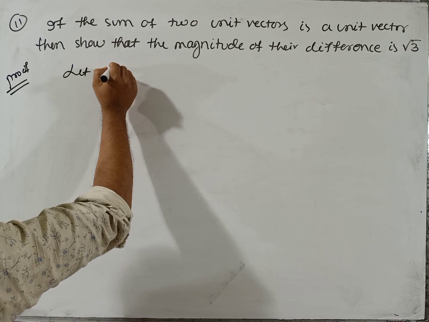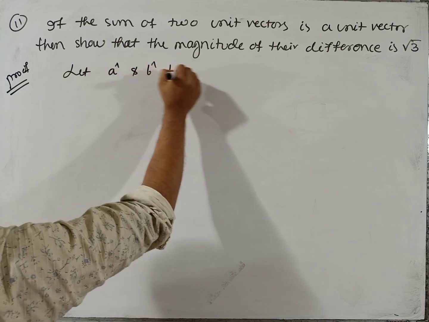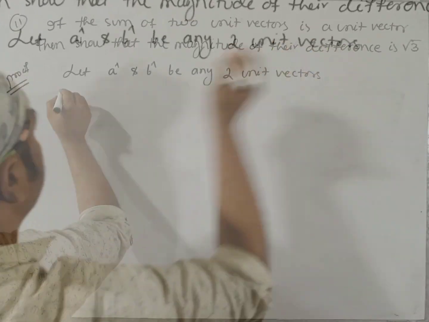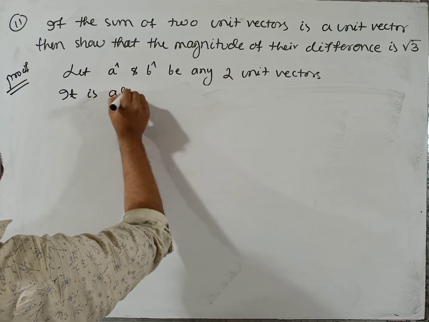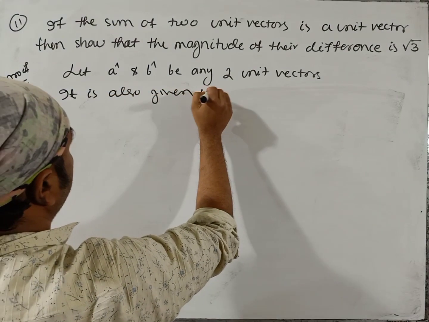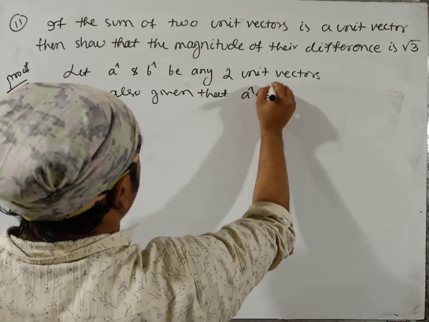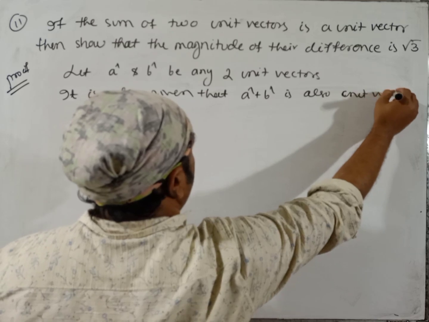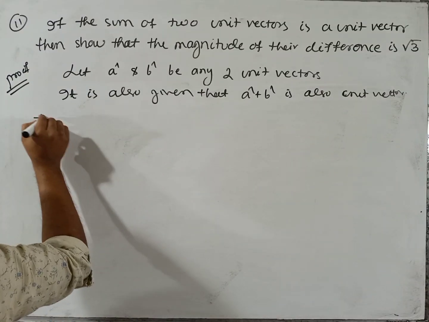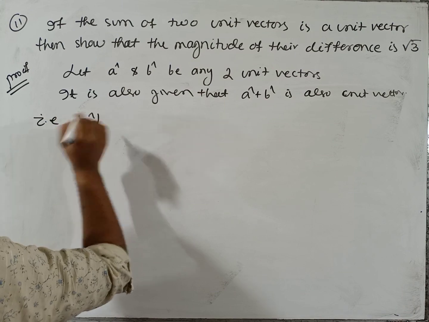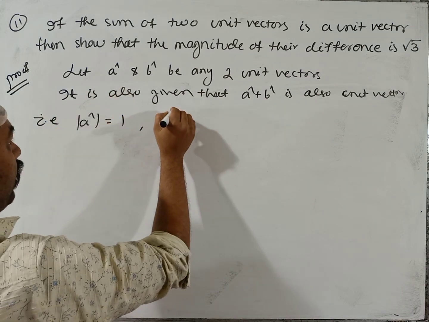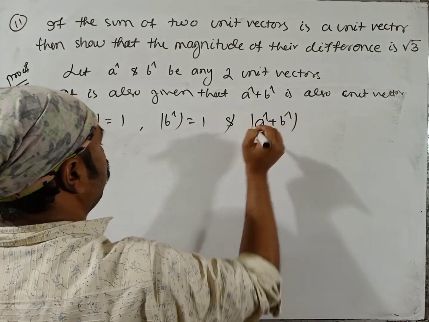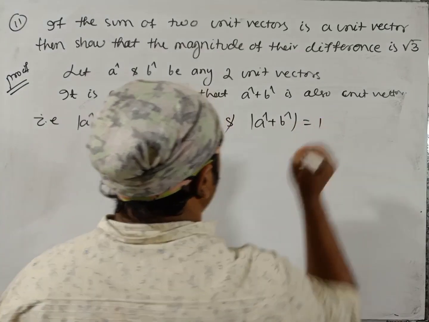Let A cap and B cap be any two unit vectors. It is also given that the sum of two unit vectors is also a unit vector. That is, the magnitude of A cap is 1, the magnitude of B cap is 1, and the magnitude of A vector plus B vector is also equal to 1.